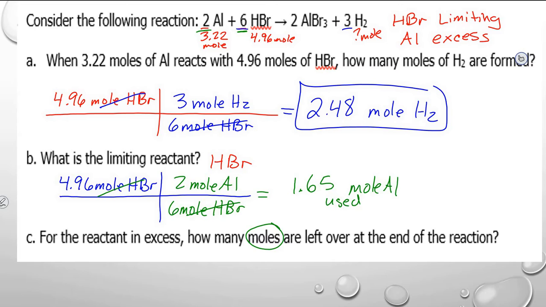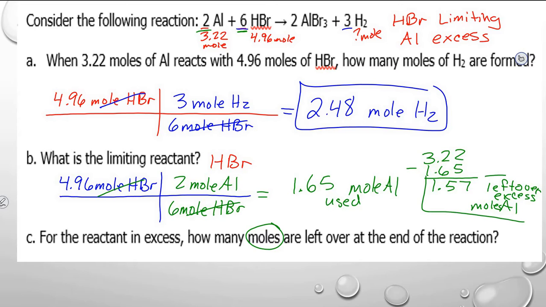Okay? What you need to do to find out how much is left over, how much is in excess, is take that 3.22 minus the 1.65 to get your answer of leftover or excess aluminum moles. Okay, so if we subtract those two, we're going to get 1 point something. What do we get? 1.57. And that would be my answer. So be careful on ones like that. They're not asking how much you use, but how much is left over.